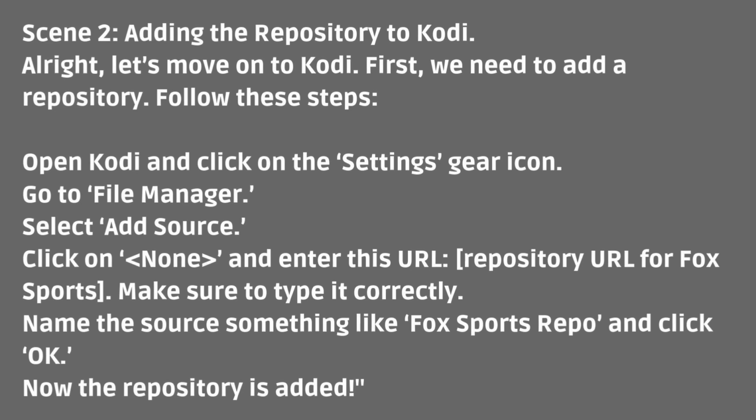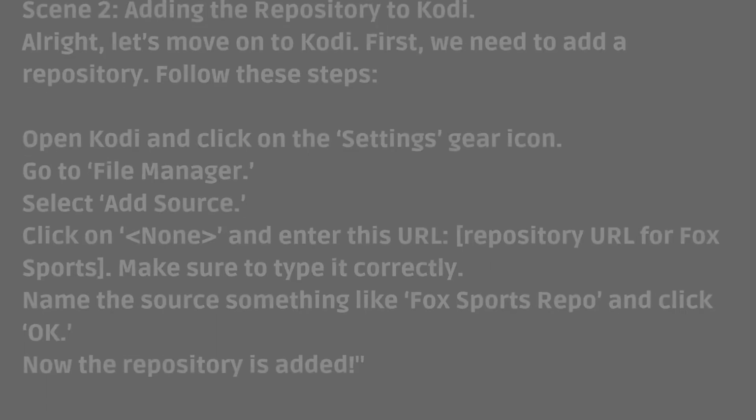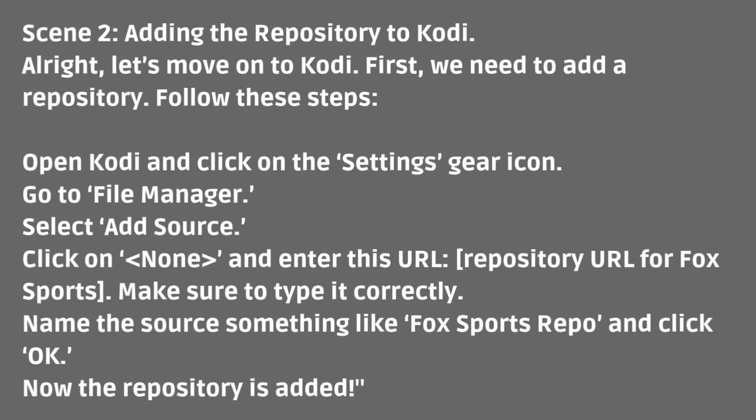Click on and enter this URL. Make sure to type it correctly. Name the source something like Fox Sports Repo and click OK. Now the repository is added.